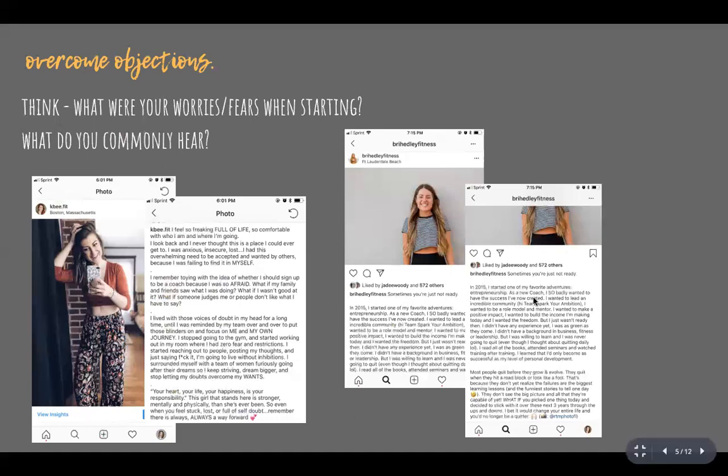And then if you look at Breeze, she says, sometimes you're just not ready. In 2015, I started one of my favorite adventures, entrepreneurship. As a new coach, I so badly wanted to have the success I've now created. I wanted to lead an incredible community, high team spark your ambition. I wanted to be a role model and mentor. I wanted to make a positive impact. I wanted to build the income I'm making today. And I wanted the freedom, but I just wasn't ready then.